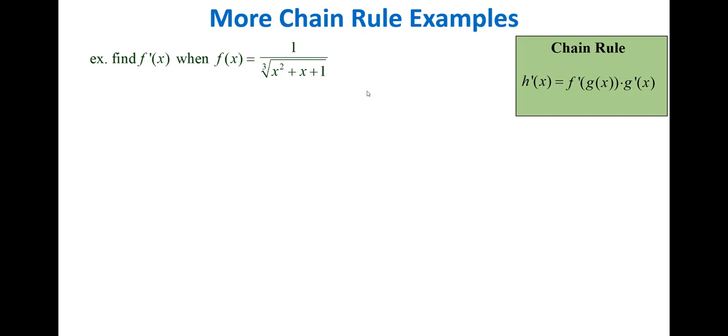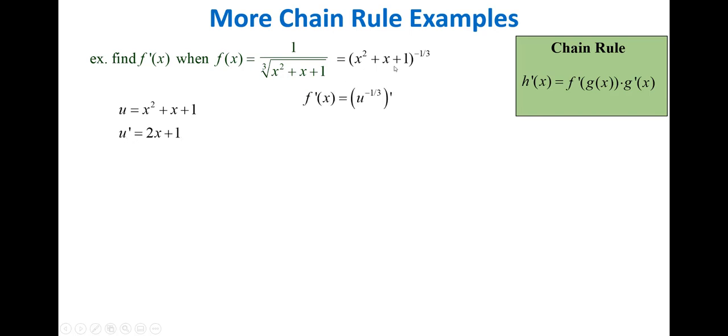over the cube root of x squared plus x plus 1. Now, first thing I'm going to do is write this in power function format, almost. This is to the 1/3 power, and then moving it into the numerator, it becomes x squared plus x plus 1 to the negative 1/3 power. And in this format, you can see, hopefully, that u is going to be what's inside of the parentheses, x squared plus x plus 1. And as long as I'm here, I'll find u prime, 2x plus 1.